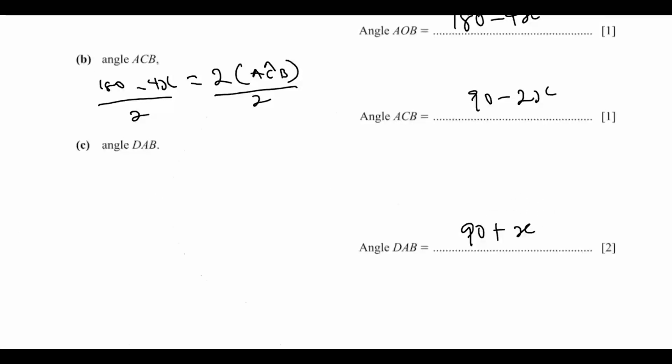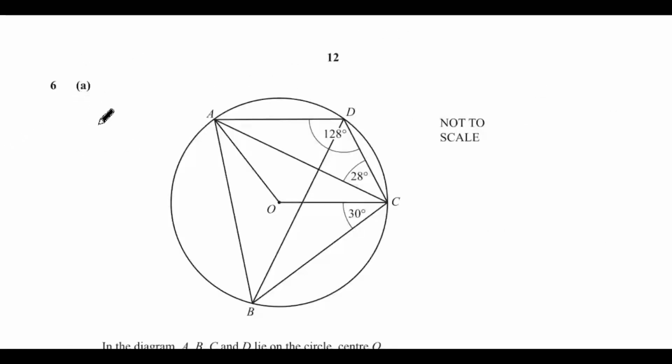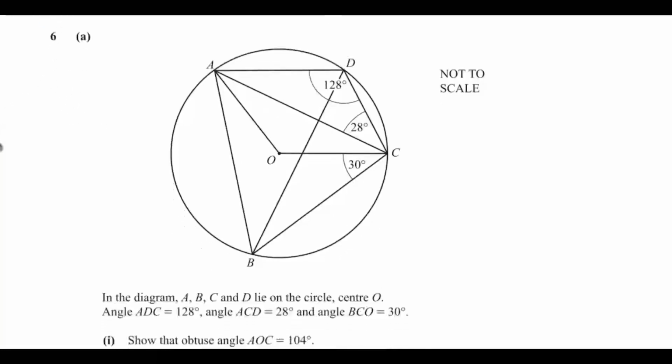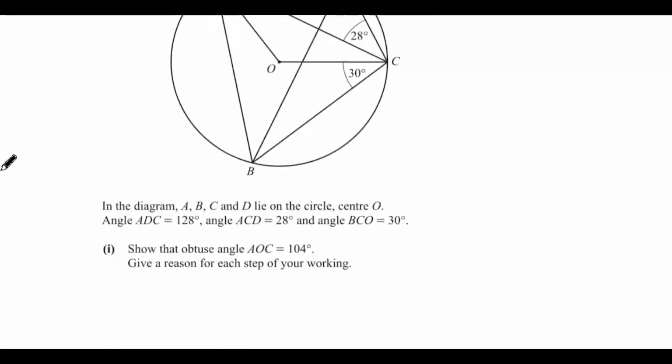So let's go to the next question. That will be question 6 from paper 0580/43, October/November 2019. Let's scroll down a little bit. In the diagram, A, B, C, and D lie on the circle center O. Angle ADC equals 120 degrees. Angle ACD equals 28 degrees, and angle BCO equals 30 degrees. Show that the obtuse angle AOC equals 104 degrees. Give a reason for each step of your working.